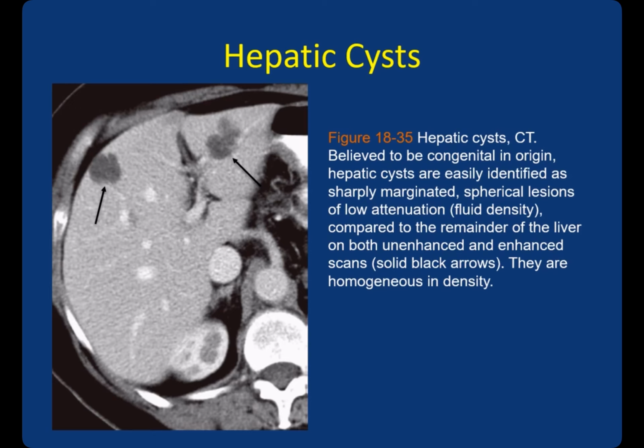This image shows CT scans of hepatic cysts. Hepatic cysts are believed to be congenital in origin. They are easily identified as sharply marginated spherical regions of low attenuation. Usually they are fluid density, about 0 to 20 HU, and compared to the remainder of the liver on both unenhanced and enhanced scans, they are homogeneous in density.